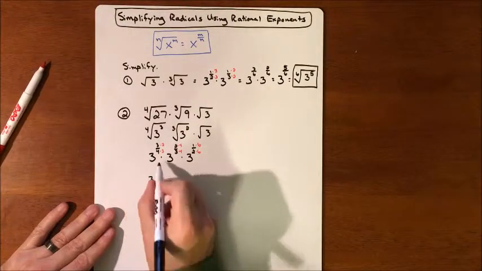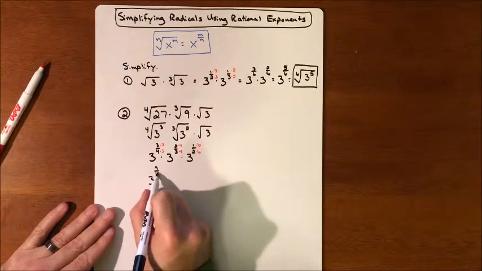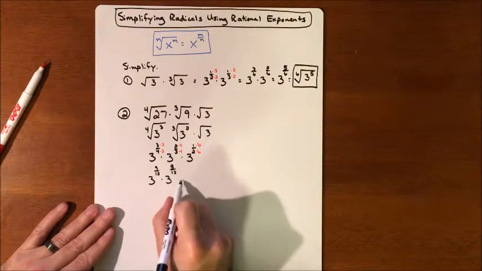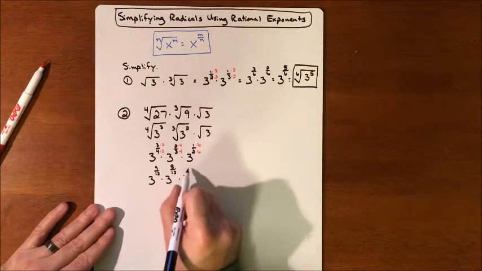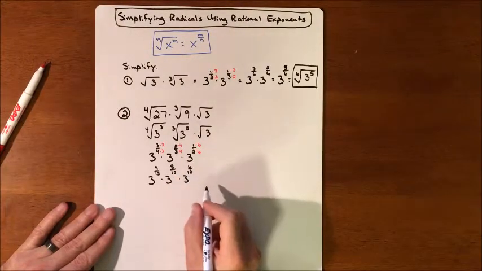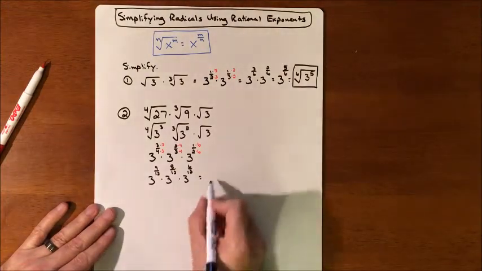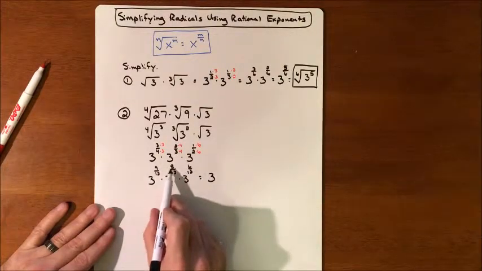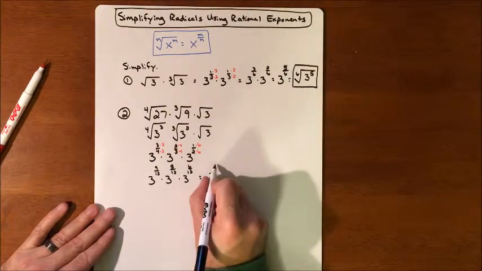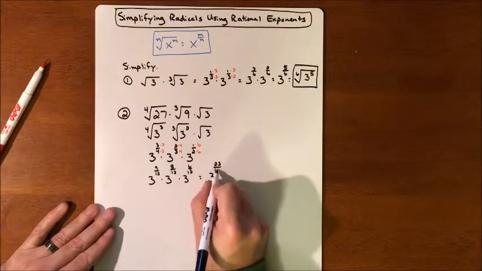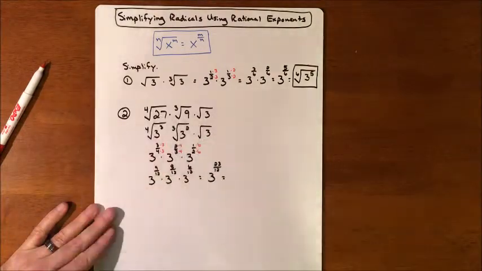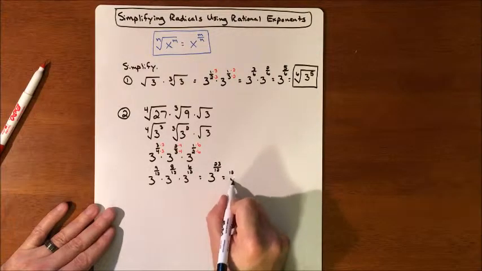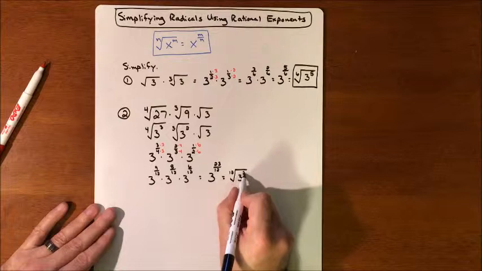So that's going to be 3 to the 9/12 times 3 to the 8/12 times 3 to the 6/12. So now we can actually put them together. So we have 3. We can add all of our fractions together. 9 plus 8 is 17, plus 6 is 23/12. And since our original problem did start off as a radical, let's put it back into a radical. It's not a very pretty radical. It is the 12th root of 3 to the 23.